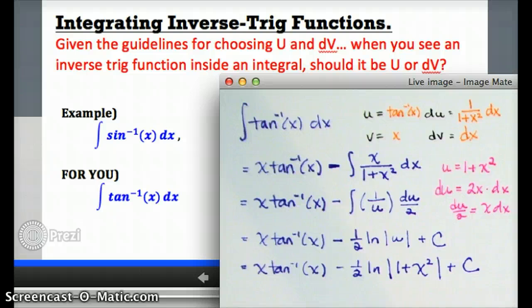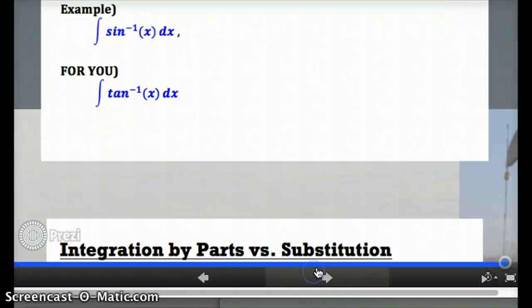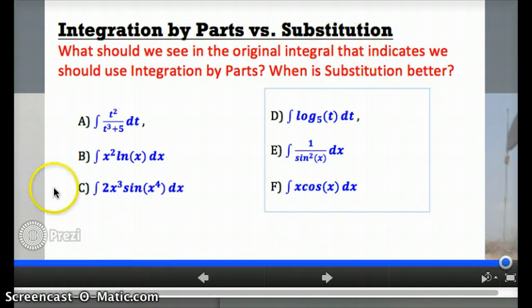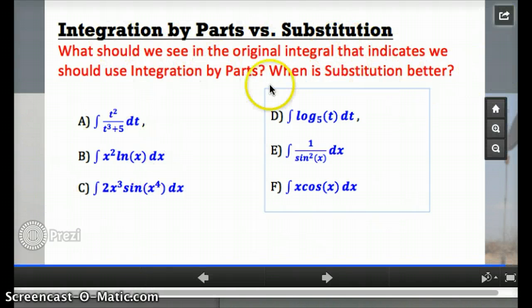Your work should look something like this. Please pause here to make sure that you understand each of these steps. So as you may have gathered from this example, one of the tricks moving forward is to make sure that you know how to tell when to use integration by parts and when to use substitution. This is where we'll end for today. Take a look at each of these.